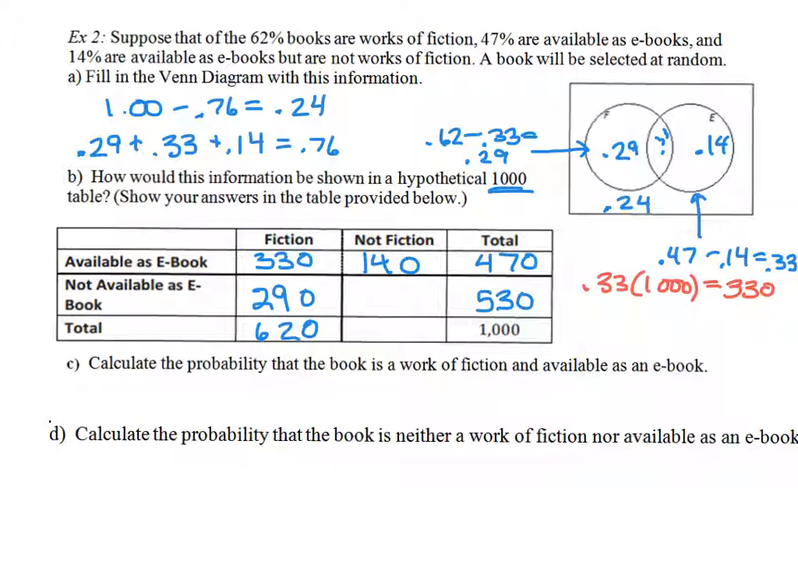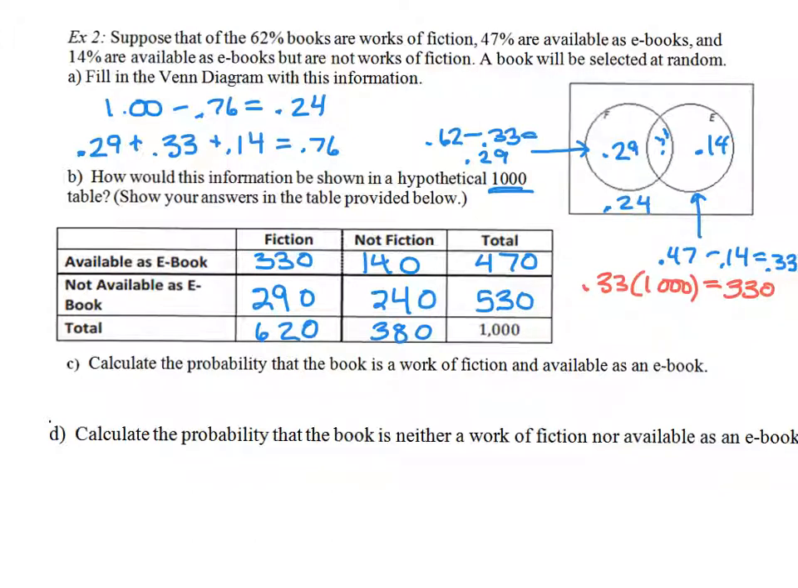So 530 minus 290 tells me that this box must be 240. And again, that makes sense because that's the number of books that are not fiction and also not available as ebooks. That was my 0.24 outside of the whole box. Finish it off by adding together these two columns, so I've got 380. But notice that also when I add these two together, I am getting 1,000. So every row has to add together, every column has to add together, and my totals in both directions have to add to 1,000.